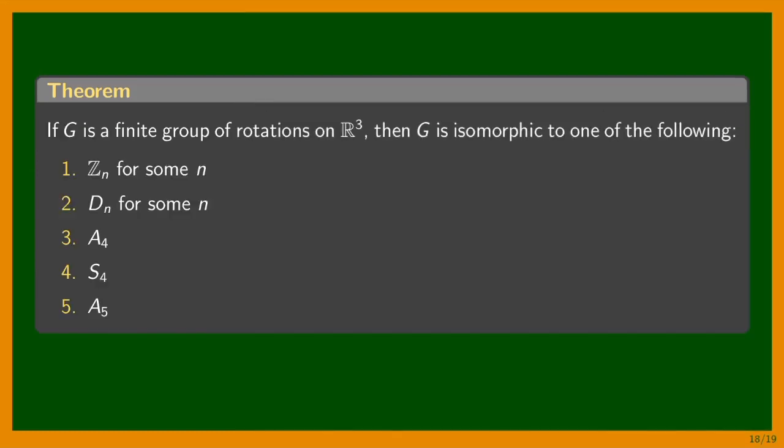It turned out na kung titignan natin yung mga groups of rotations na finite on R3, 5 lang ang possibilities. Zn, nakakita na kayo kung paano nakakagawa ng Zn, di ba? Yung pyramid na may n-gon na base. May A4, ito yung sa tetrahedron, S4 hexahedron, A5 dodecahedron. Pero merong isang additional, yung D sub n, yung dihedral.